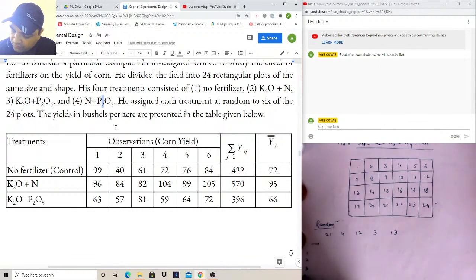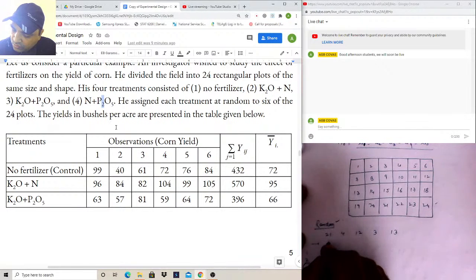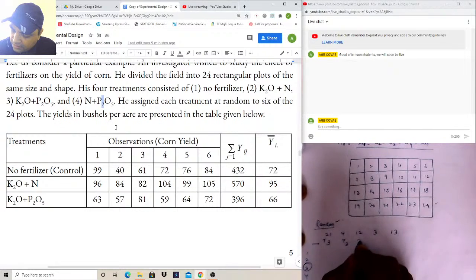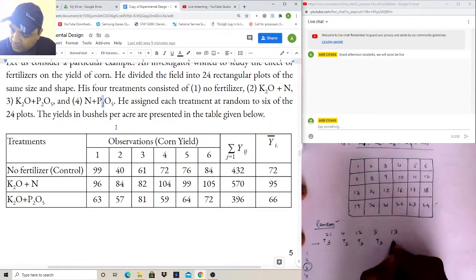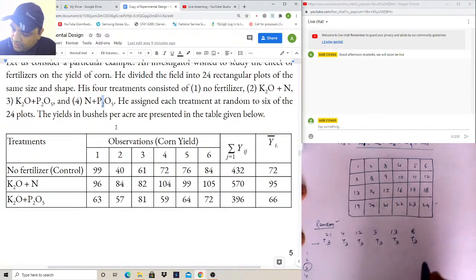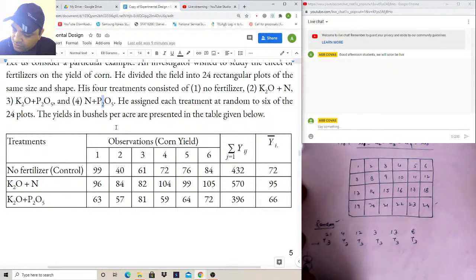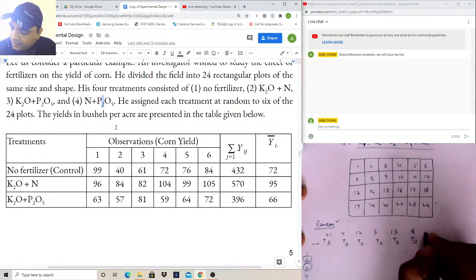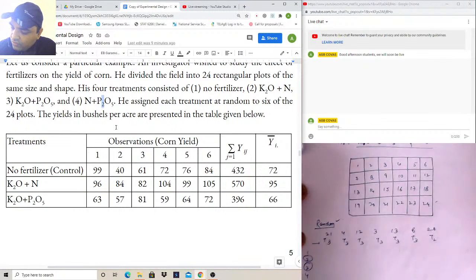Treatments 1, 2, 3, 4. Out of these 4, 3 came first, randomly. So he will assign 21 this T3, this again T3, again T3, again T3, again T3, and the next number is, say for example, 8. So this will be T3. Then next came 2 randomly, and the next random number was 20. So this T2 will go here.